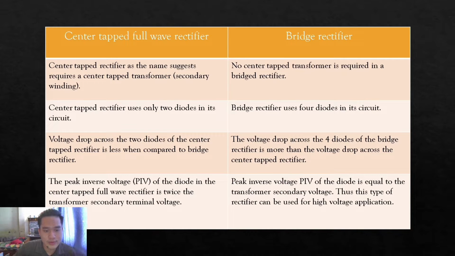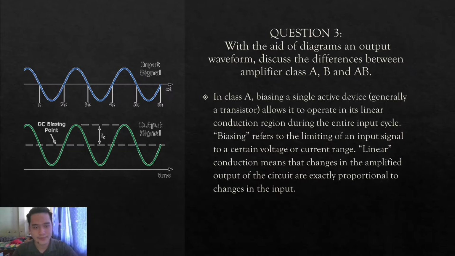The voltage drop across the 2 diodes of the center tap rectifier is less than that of the bridge rectifier. For the bridge rectifier, the voltage drop across the 4 diodes is more than the voltage drop across the center tap rectifier. The peak inverse voltage, PIV, of the diode in the center tap full wave rectifier is twice the transformer secondary terminal voltage, while the PIV of the diode in the bridge rectifier is equal to the transformer secondary voltage. Thus, this type of rectifier can be used for high voltage application.